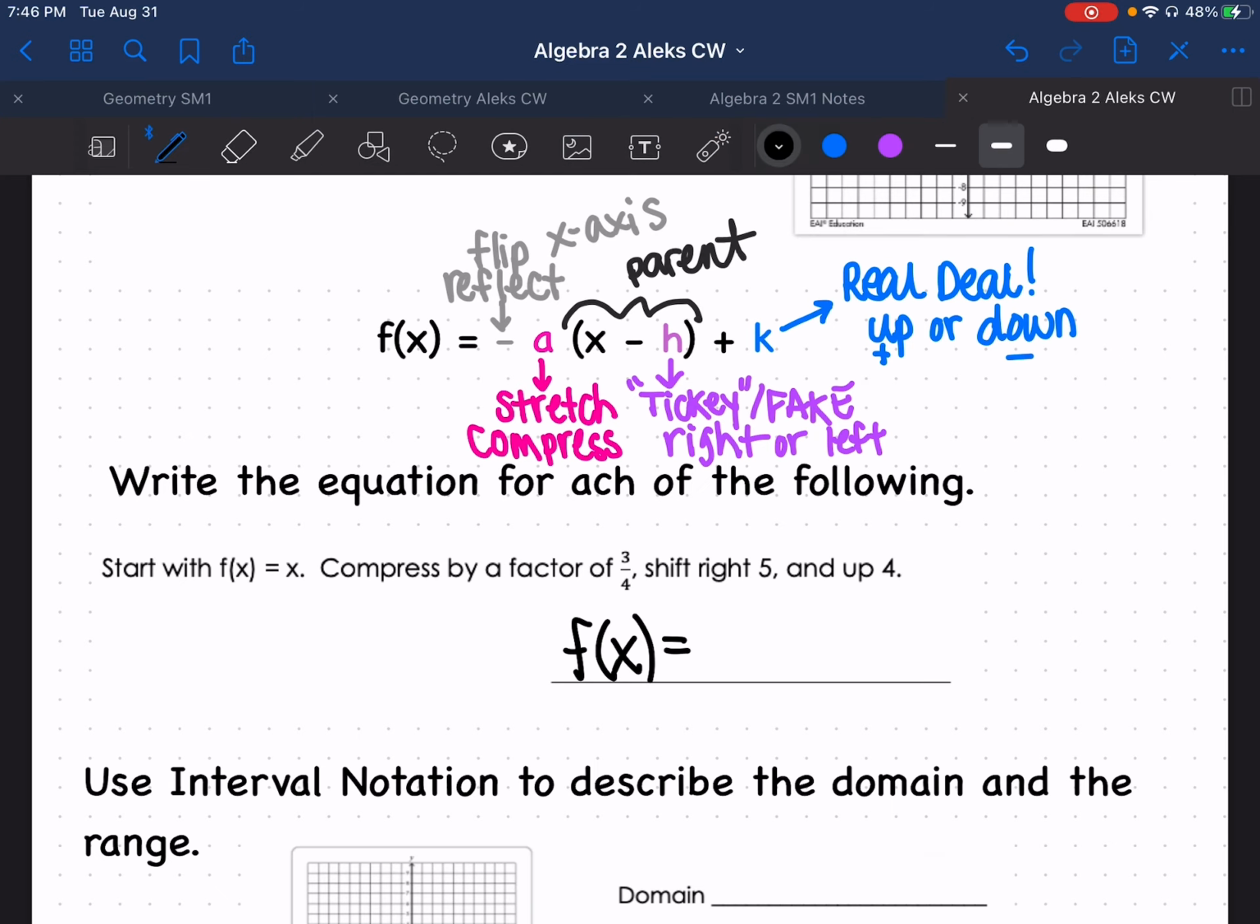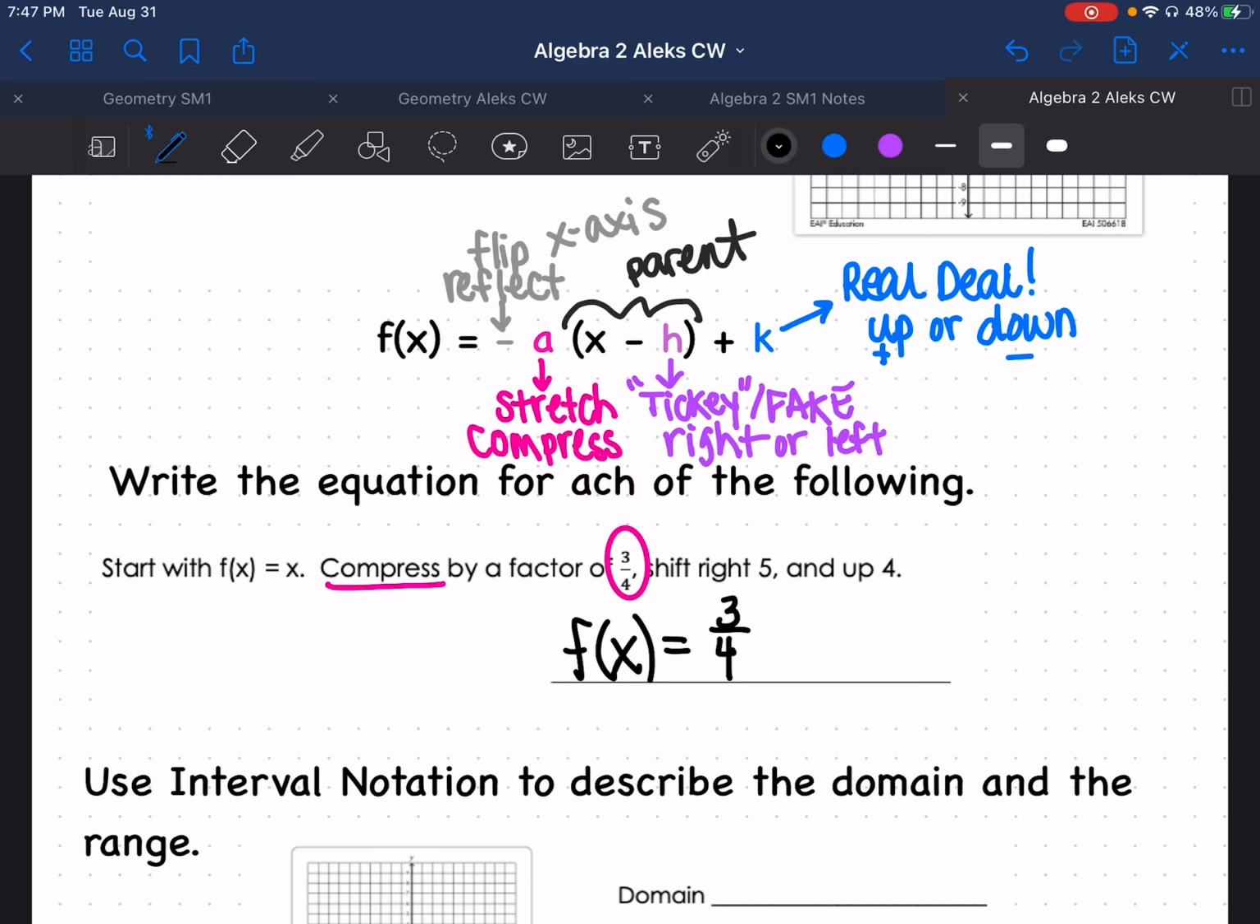Okay, so compressed by a factor of 3/4. This 3/4 is what's going to become my A value. And since there are no words for your flip or reflect, we're going to just ignore it. Since these words were not here, this symbol does not exist, and we're going to start right here with the compressed by a factor of. That A value becomes this number.